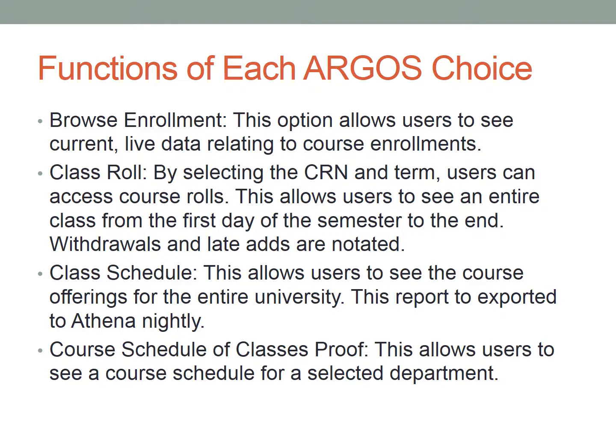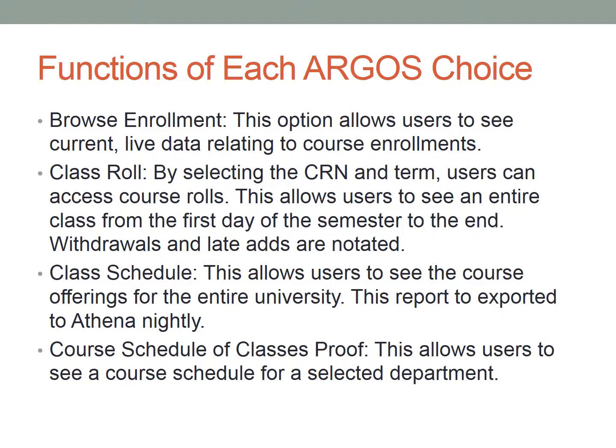But okay, second thing, class roll. Pretty self-explanatory. You'll select the CRN number and the term, which semester you want, and then you can access the course rolls. This allows you to see whoever has been enrolled from the last day of drop add. So once drop add is over and the course roll is solidified, you're good to go. You can see who adds, who withdraws, who whatever.